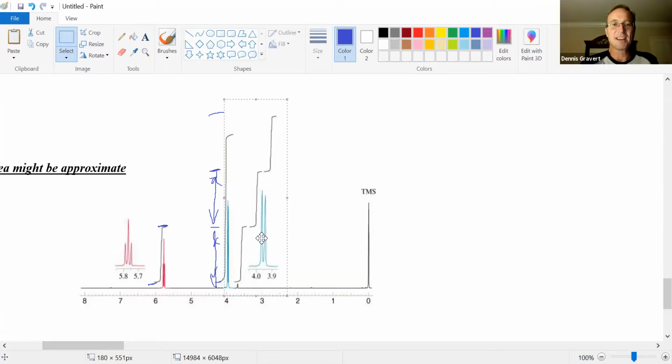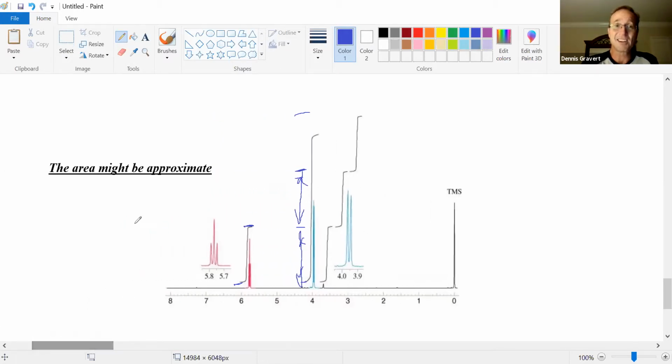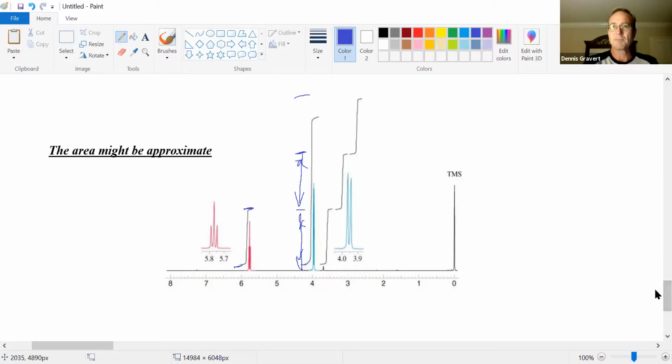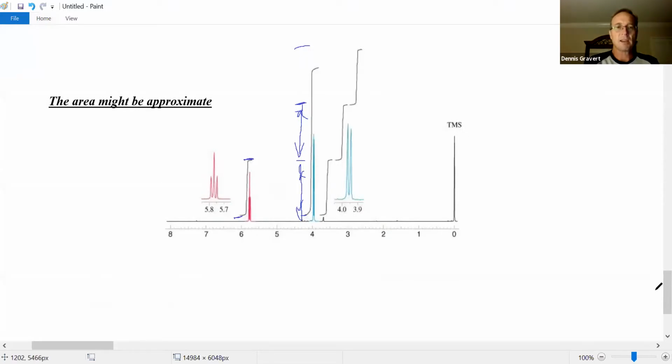So that's what I've done. And actually, I estimated pretty well. I could tell that it's more than 2, but less than 3. But we got the little note over here, the area might be approximate. Okay, so then the question is, how many hydrogens are here? Where am I going to put this? Let's put it down below, and let's give myself a little more room. There we go.